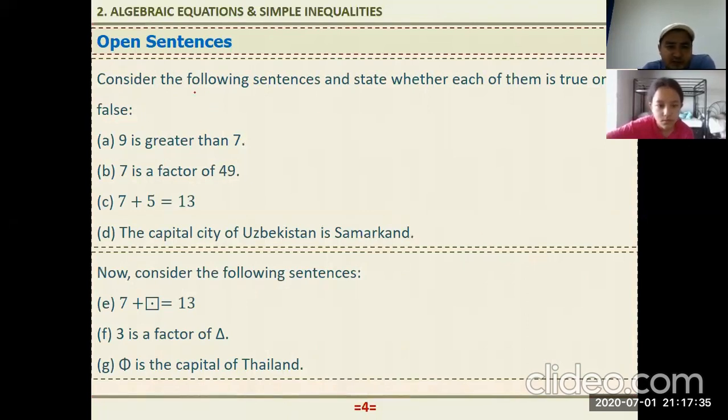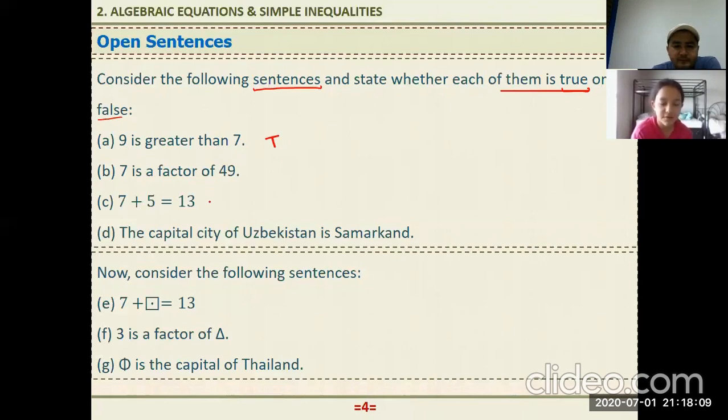Shahina, can you read it? Consider the following sentences and state whether each of them is true or false. Okay, we are saying that consider the following sentences, right? Now we have to state whether they are true or false. Can you read the first one? 9 is greater than 7. So, is it true or false? It's true. Okay, that is true. Second one.